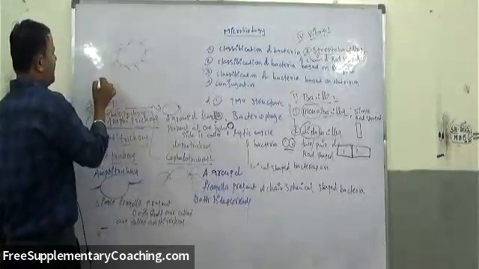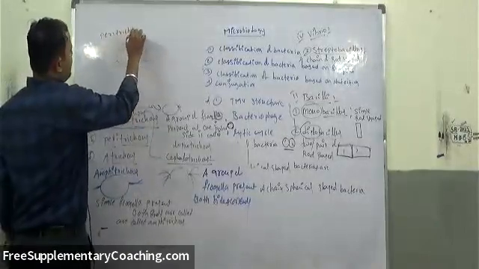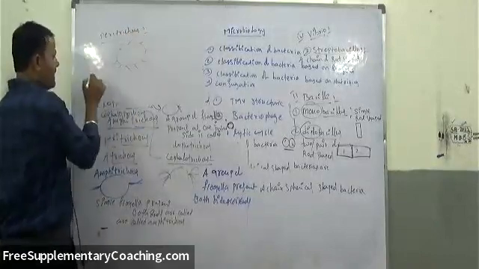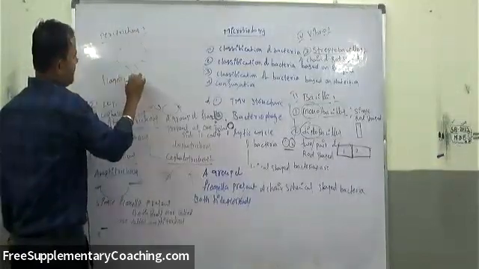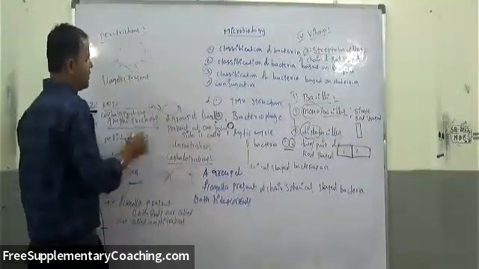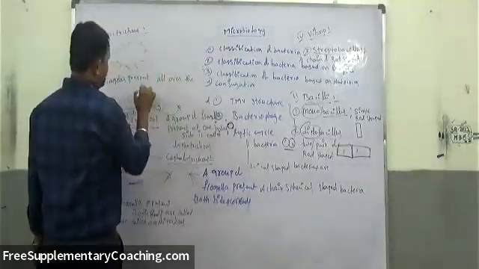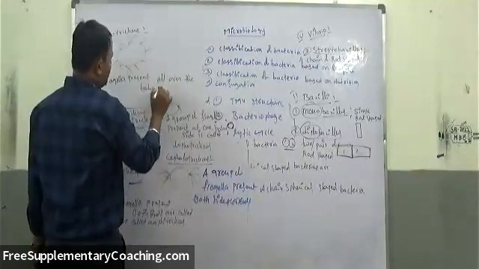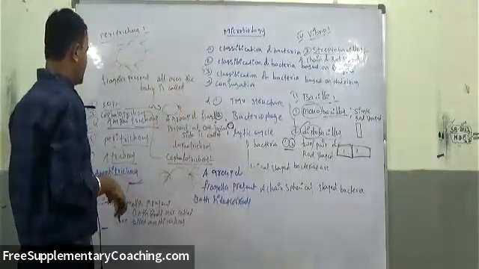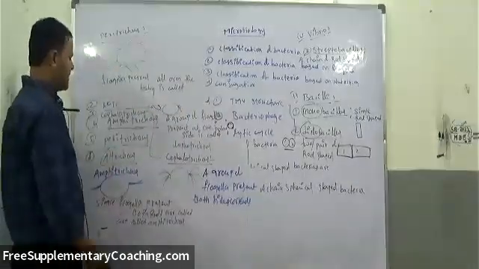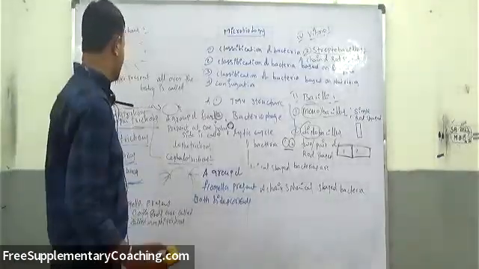Okay. So peritrichous means flagella present all over the body. Flagella present all over the body is called what? Peritrichous. Then atrichous. A means absent. What is absent? Trichous. Trichous is nothing but flagella. It's called atrichous.